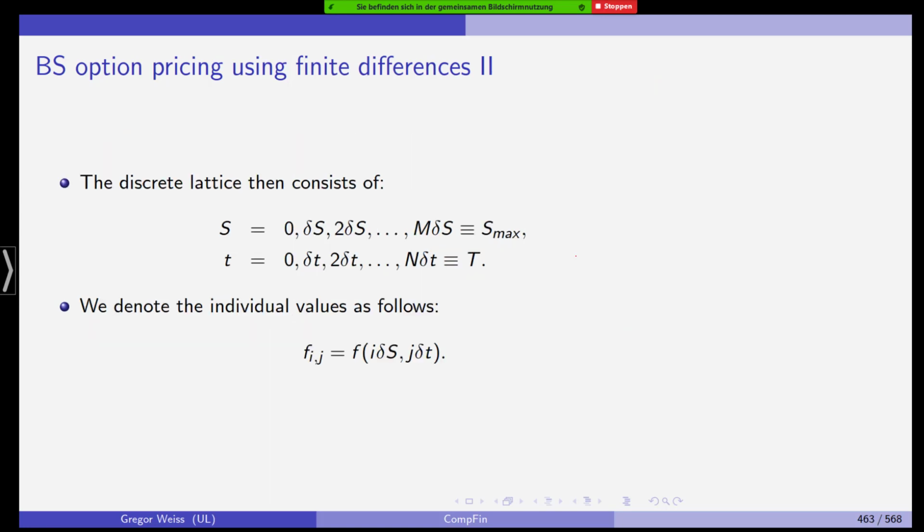So the discrete lattice that we'll be using is S, the stock price: 0, delta S, 2 delta S, 3 delta S, and so on. And then in time: 0, delta T, 2 delta T, and so on until maturity. And we denote the individual values as follows. Fij is F at point i times delta S and j times delta T.